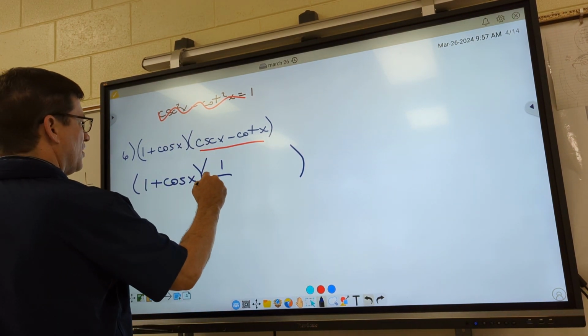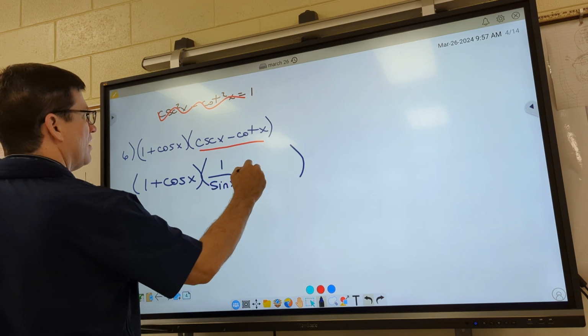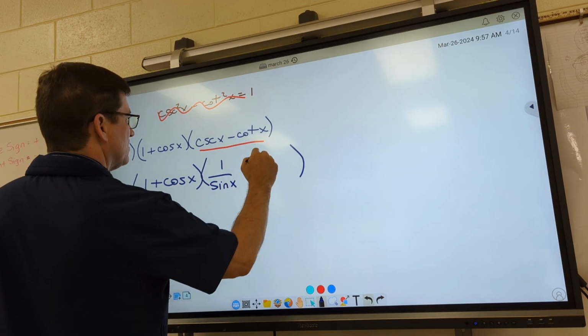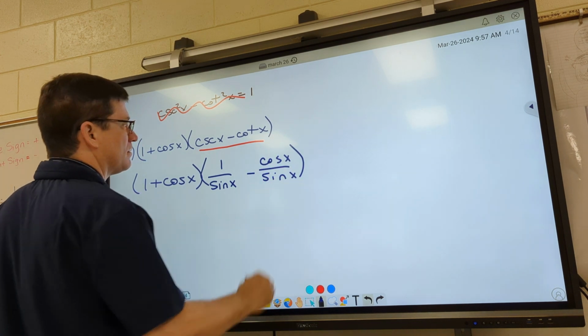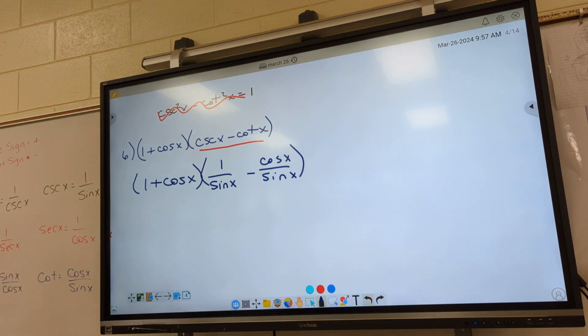Cosecant changes to 1 over sine. Is that what you're talking about? Yes. Cotangent changes to cosine over sine. Okay, so then when you distribute, would you put the sine on the bottom?